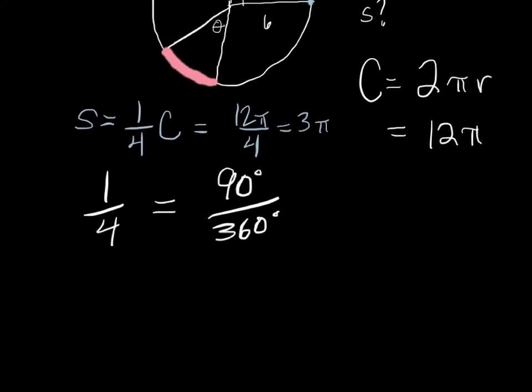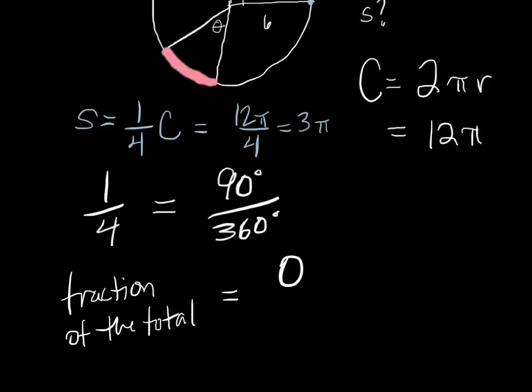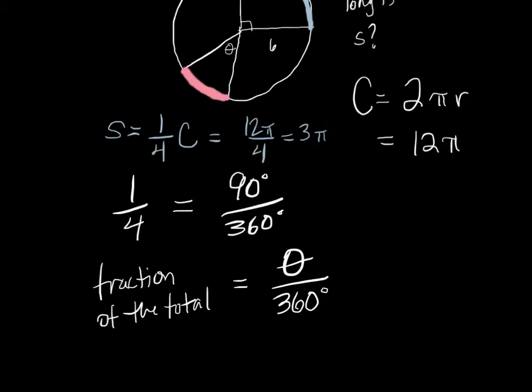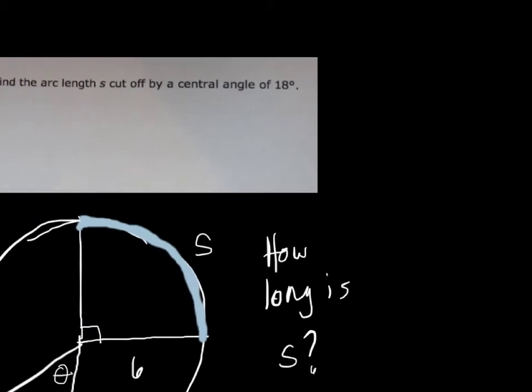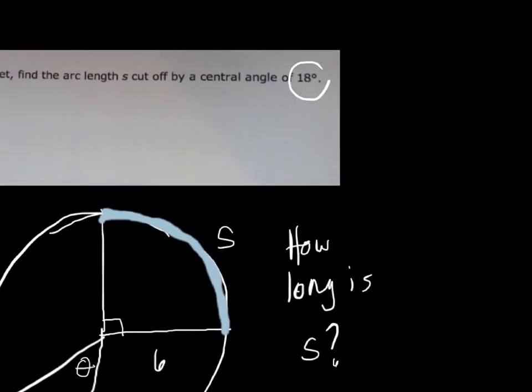So theta, if I want the same relationship that this 1/4 is, I can say the fraction of the total is equal to theta over 360. Does that make sense? Yes. Okay, so that kind of tells you how to approach the question. In this question, theta is 18 degrees.